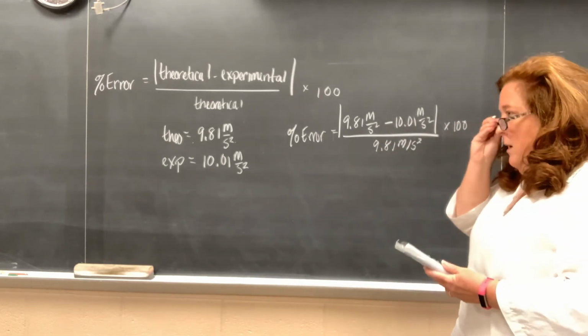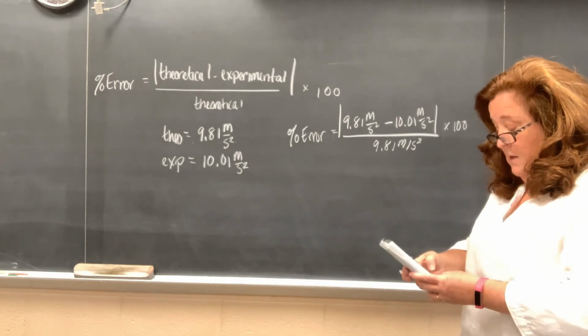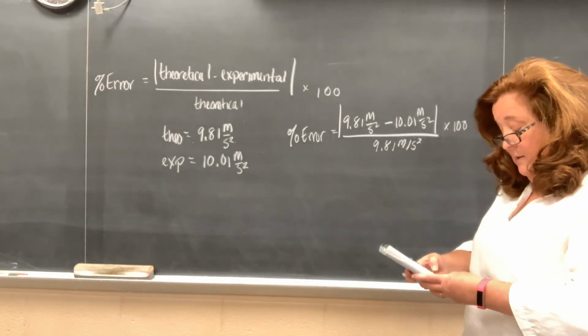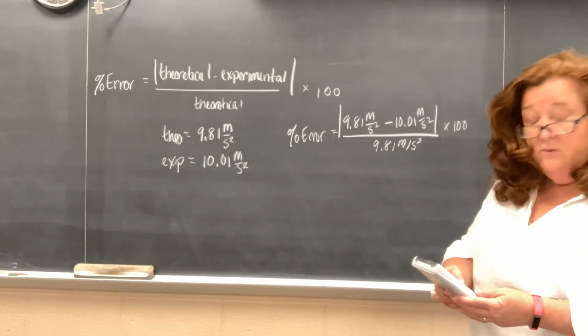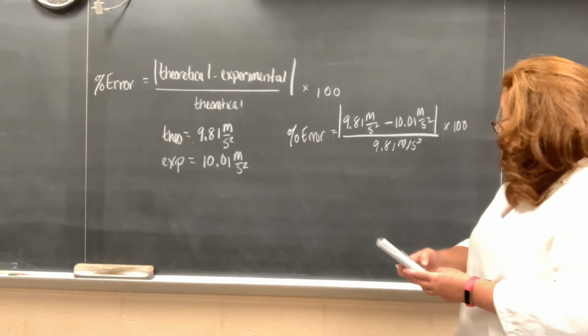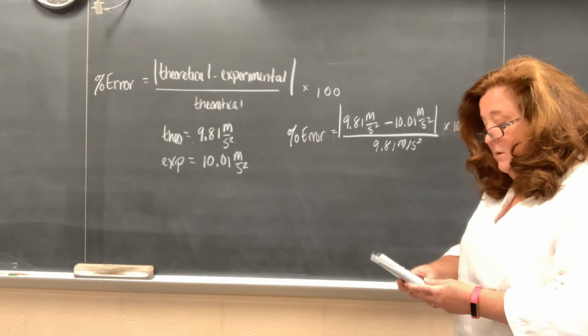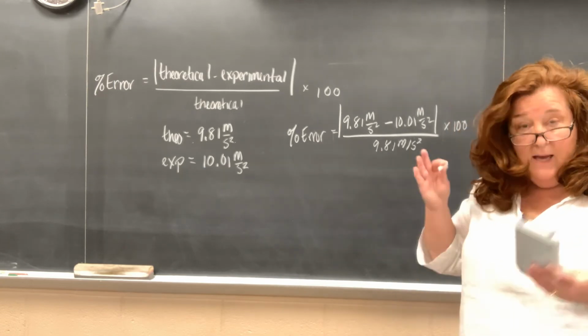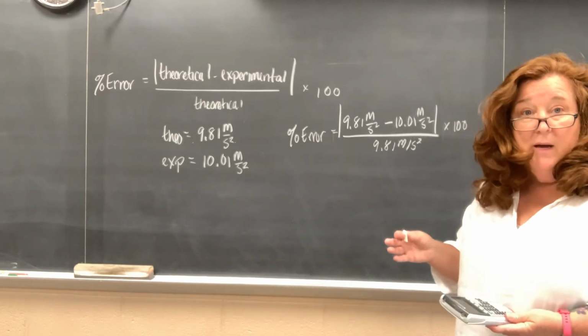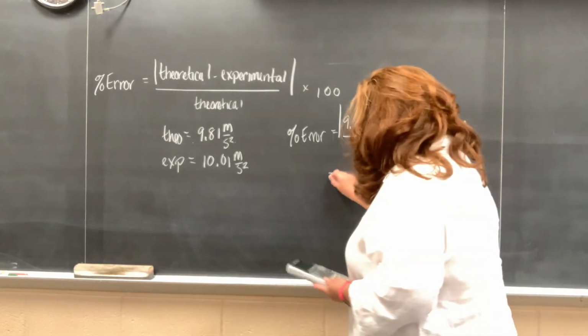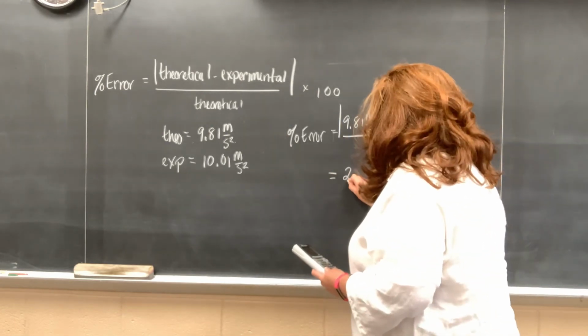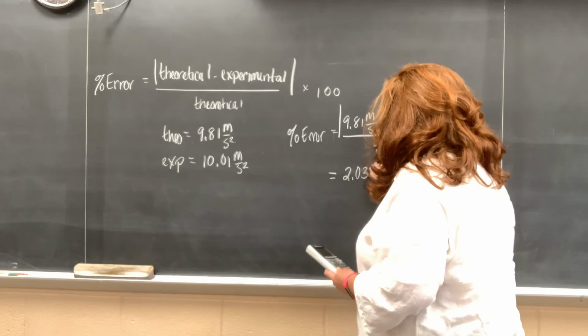So I'm going to take my calculator, 9.81 minus 10.01, I get my answer, and then I divide by the 9.81, and I multiply by 100. Remembering to take the absolute value so I get a positive answer every time. So the percent error for this particular experiment is going to be 2.03%.